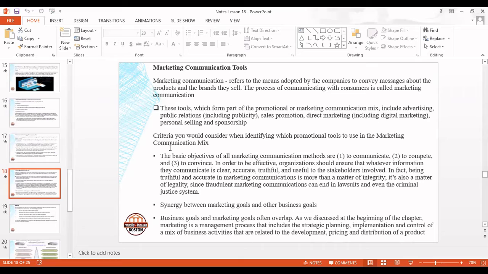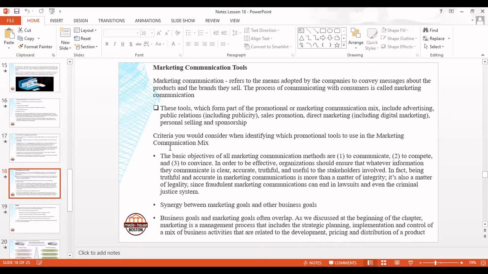Number two, to compete. Who are you going to compete with? We are going to compete with our competitor, Nike versus Adidas, Mercedes-Benz versus BMW. Then number three, what is the purpose then of marketing communication? The third one is to convince. The whole purpose, the whole idea of these tools that we find in marketing communication is to convince the target audience that we are the best, that our products are better than the rest. Are we together, guys?